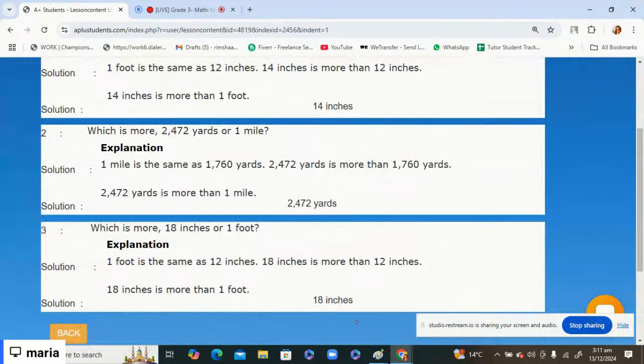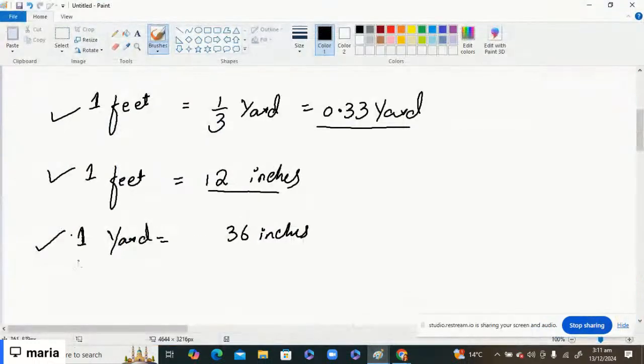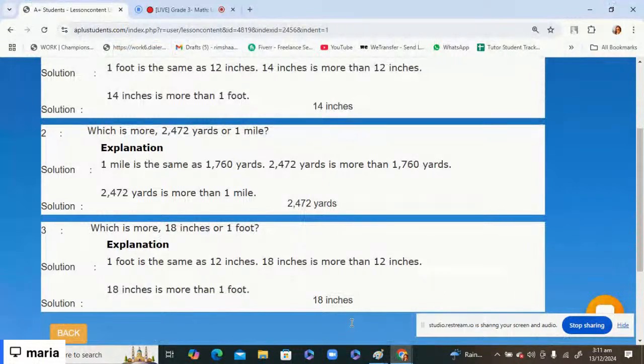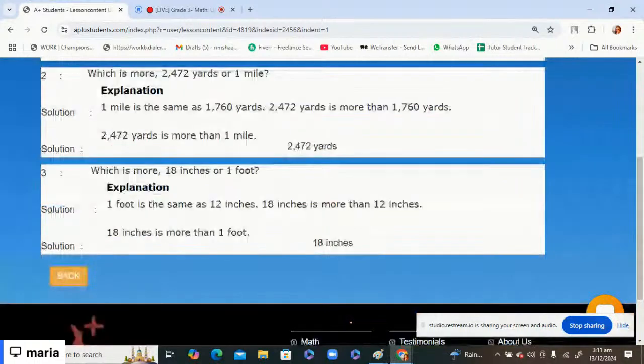2472 yards or 1 mile. As we know, 1 mile is equal to 1760 yards. These are basically the smaller thing that you need to know. Here it's the greater thing, so the yard is greater. 18 inches or 1 foot. 1 foot is equal to 12 inches. So the inches are more as compared to the foot. Okay.